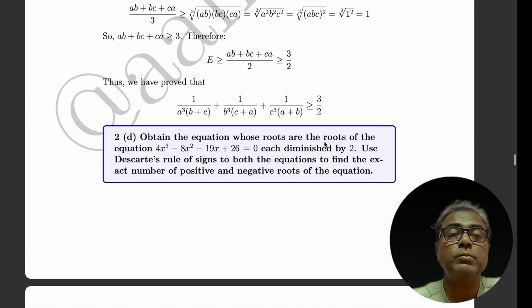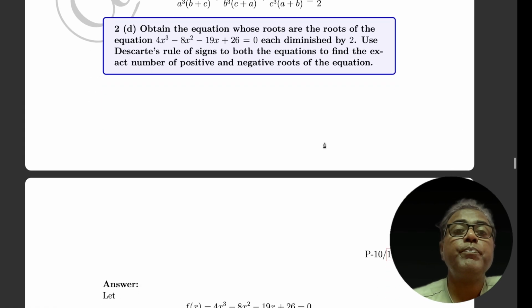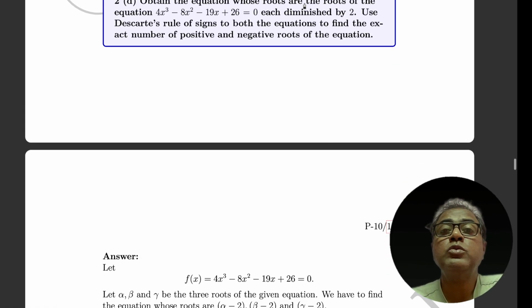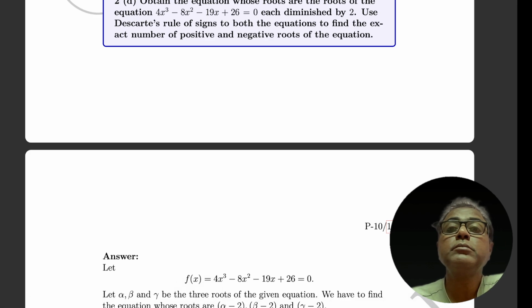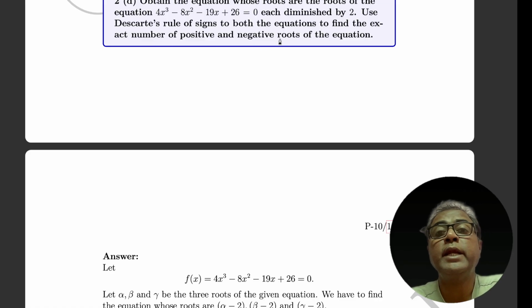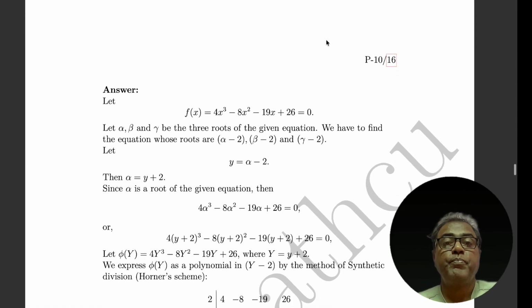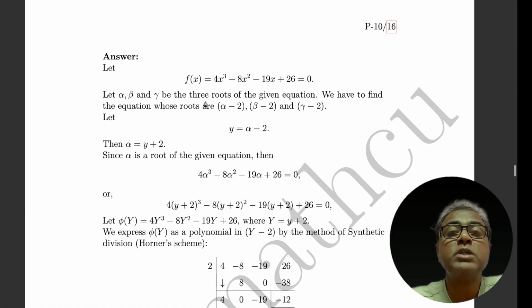This completes the proof. Question 2D. Obtain the equation whose roots are the roots of the equation 4x cube minus 8x square minus 19x plus 26 equal to 0, each diminished by 2. Use Descartes' rule of signs to both the equations to find the exact number of positive and negative roots of the equation.